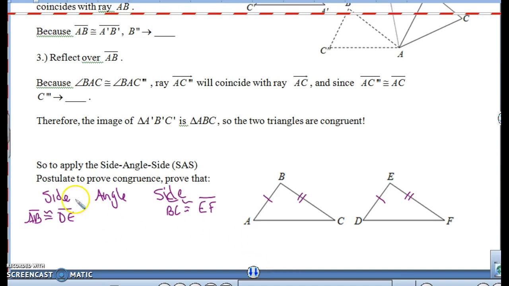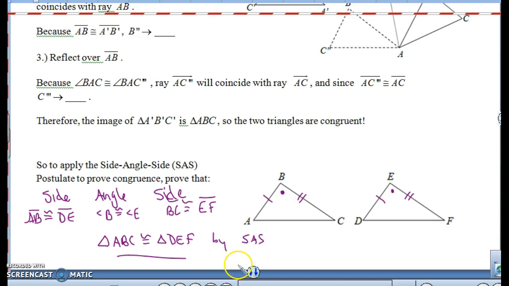Now, if I want to use side, angle, side, the angle has to be between the two sides. What two angles would have to be congruent? Well, what angle is between those two sides? Angle B here would have to be congruent to angle E there. So angle B, that's an angle symbol, sorry about that, would have to be congruent to angle E. So if we can prove side, angle, side, then we can say that triangle ABC is congruent to triangle DEF. So we have proved that by side, angle, side.